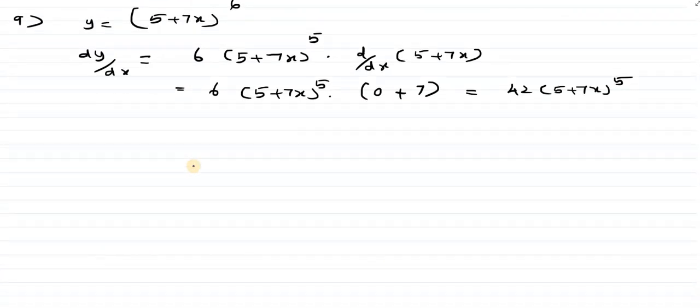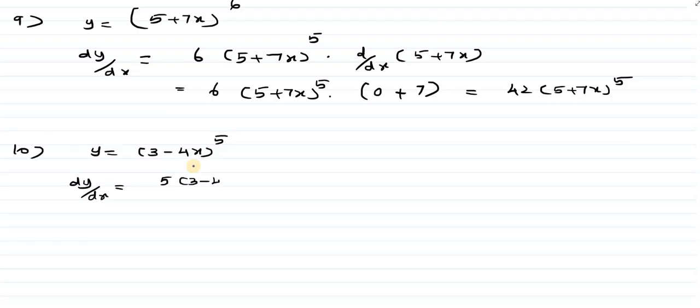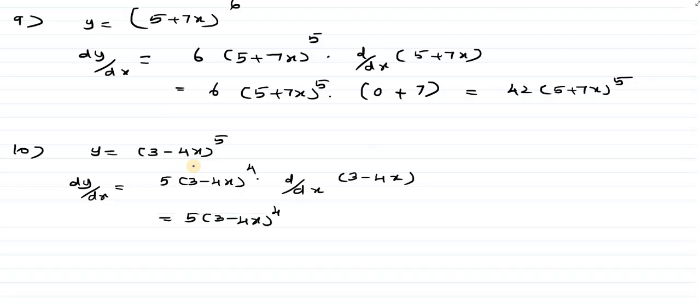Next is again y = (3 - 4x)^5. So dy/dx will be equal to 5 into (3 - 4x)^4, and d/dx of the inside we have to differentiate. It will be nothing but what? 3 on differentiating is 0, 4x on differentiating is 4. So -20(3 - 4x)^4. All of you are getting this answer.